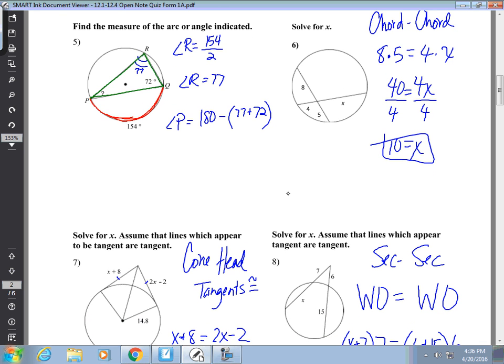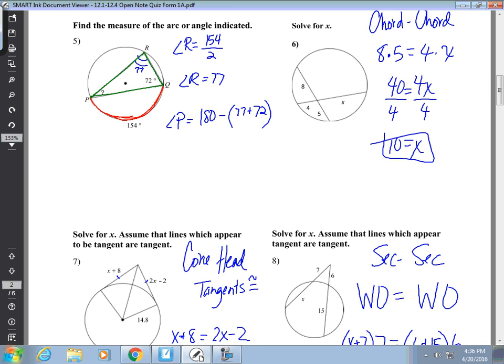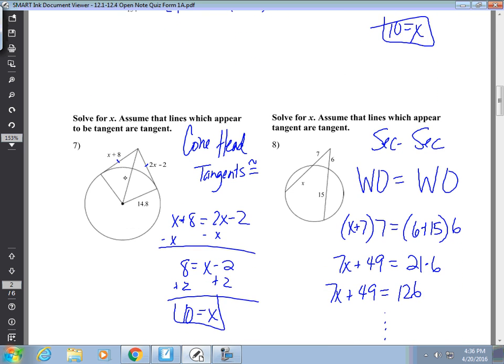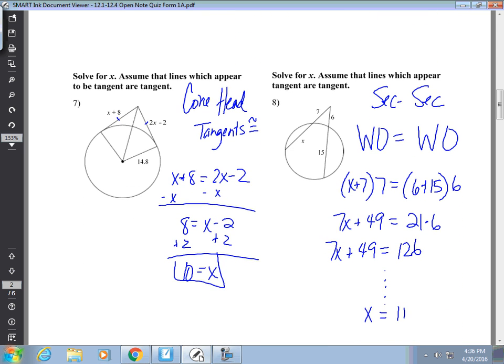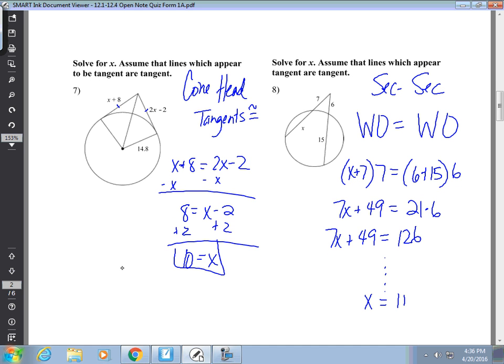You did well on 6, chord: 5 times 8, or 8 times 5 equals 4 times x, solve for x. This was chord. Most of you did set this up correctly, but watch your algebra. Don't make those type of mistakes tomorrow on your test. So x plus 8 is going to equal 2x plus 2. You do not need to use the 14.8. The radius is not needed for cone hacks. Tangent equals tangent. Then we have secant, which is whole times the outside. Whole, add the parts, x plus 7 times what's on the outside, which is 7, equal to the whole, add the parts, 6 plus 15 times the 6, which is on the outside. Simplify, you should get x to 11.